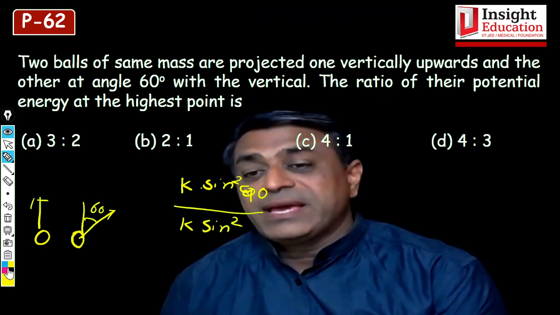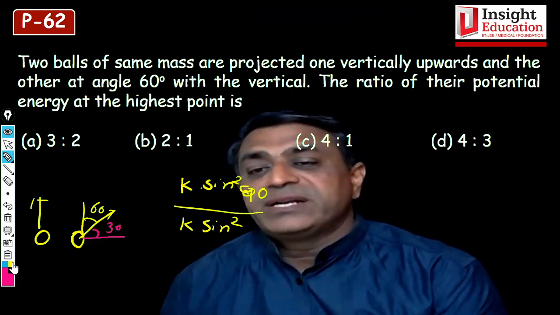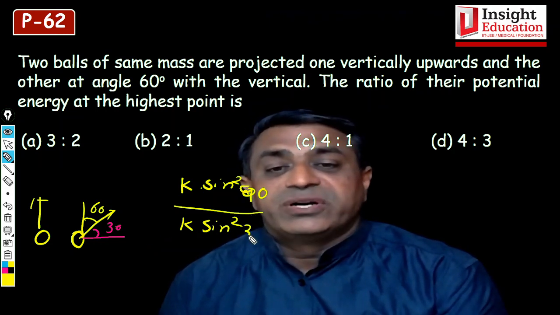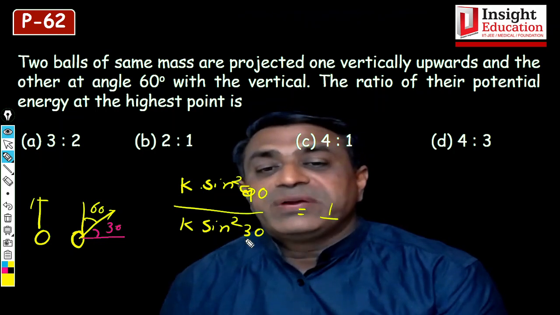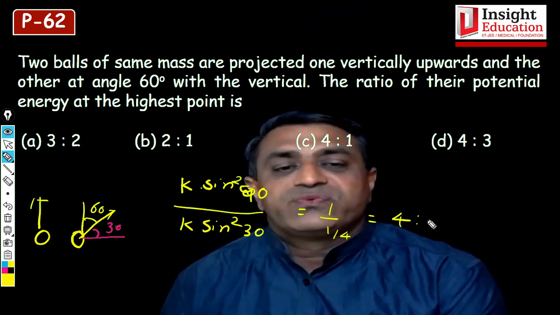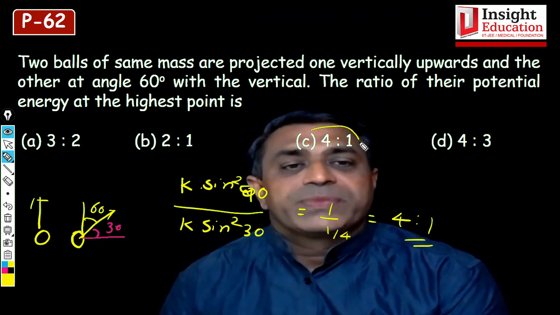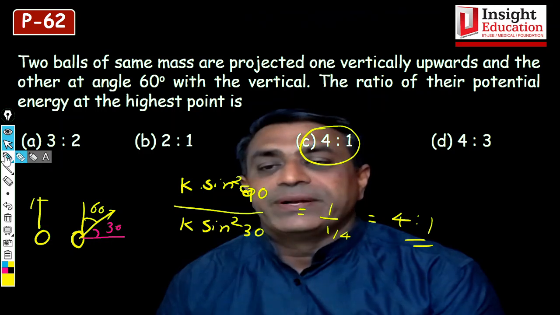No, the angle should always be with horizontal. So here I have to write sine square 30. So sine 90 is 1, sine 30 is 1 upon 2, and 1 upon 2 square is 1 by 4. So the answer is 4 is to 1. The ratio of their potential energy is 4 is to 1.